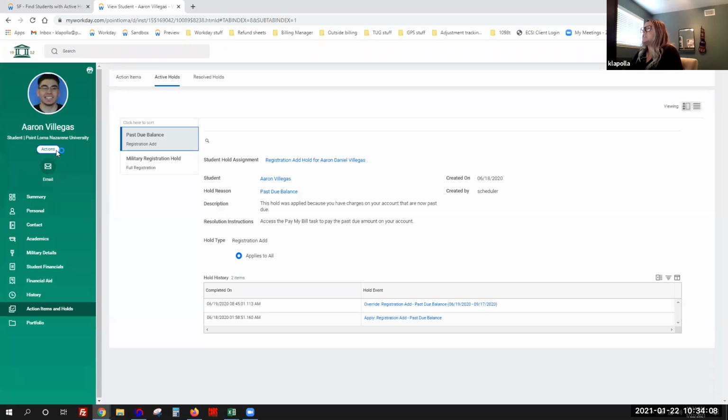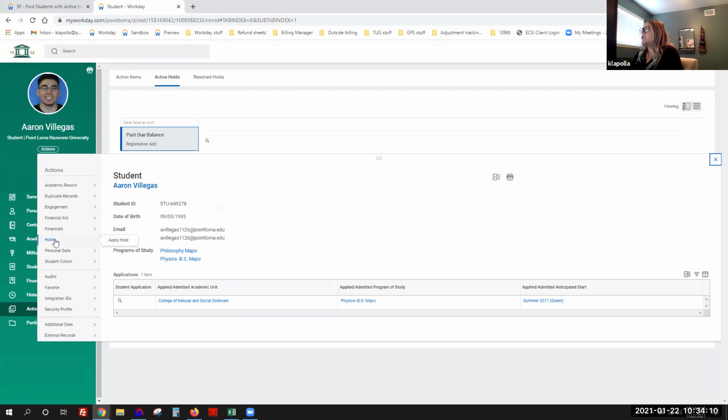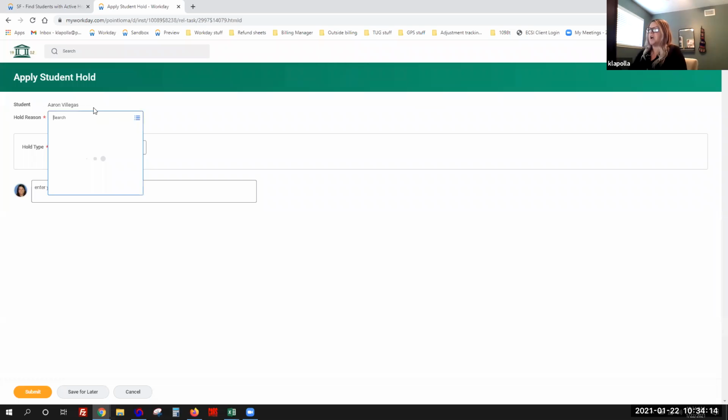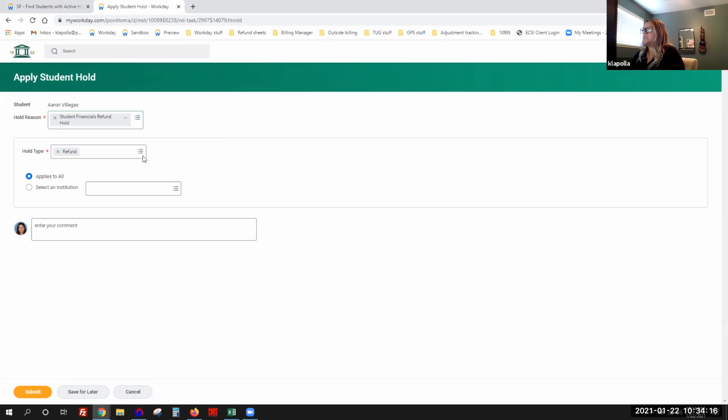The other thing we've talked about, which I think is important for you guys to know too, is the refund hold. We have an option to apply a refund hold to a student.